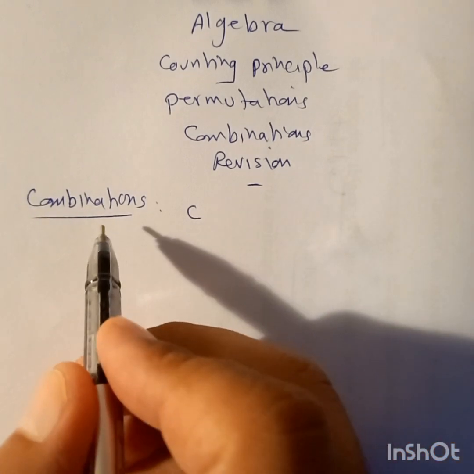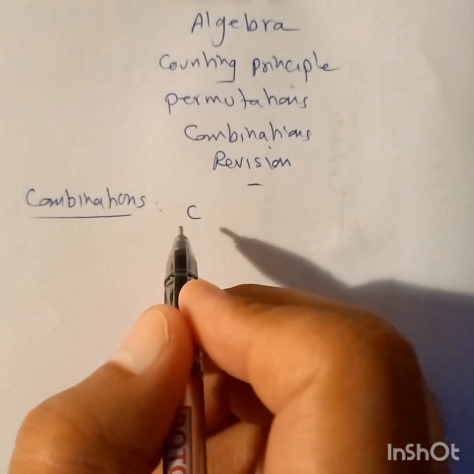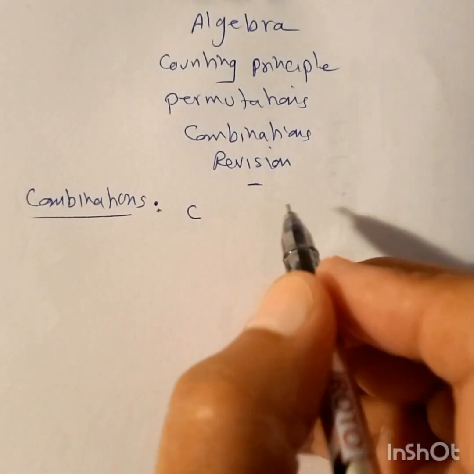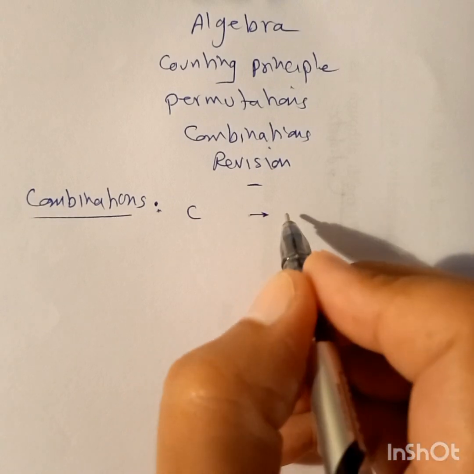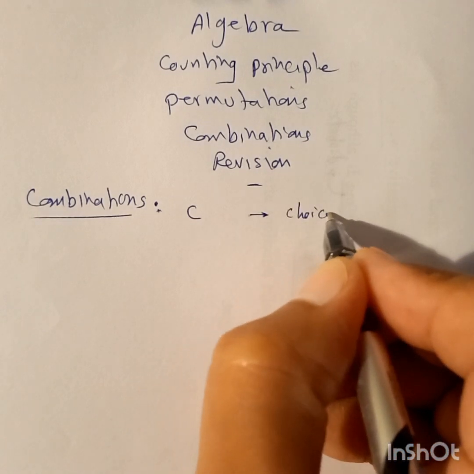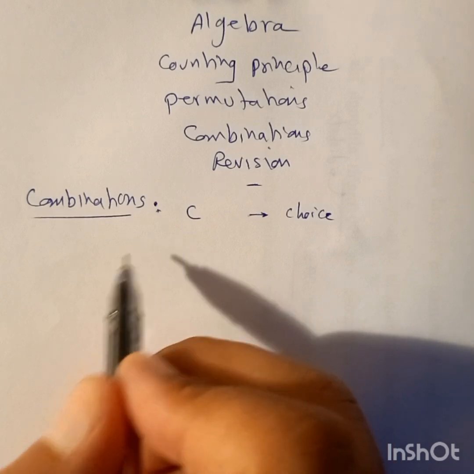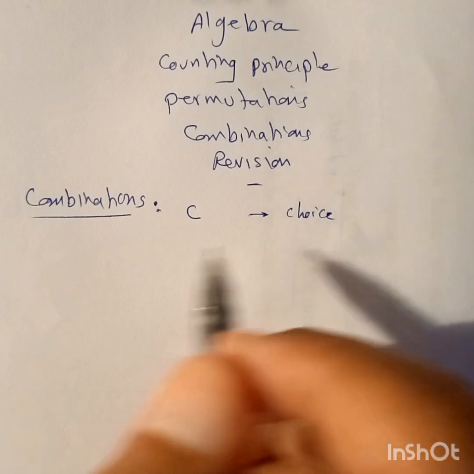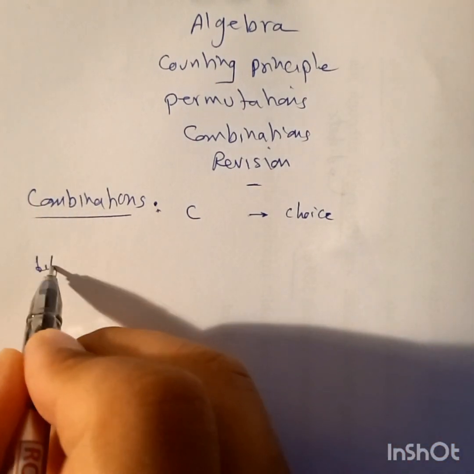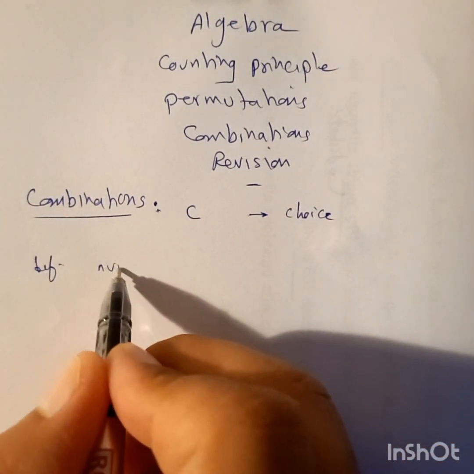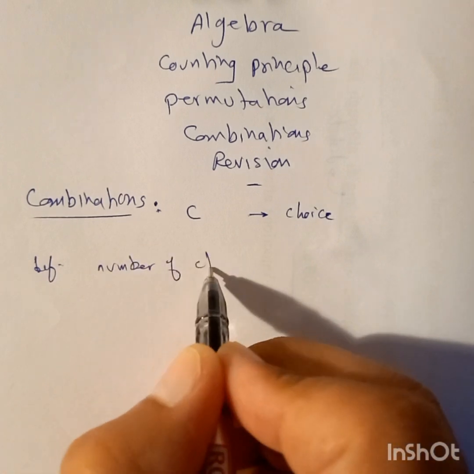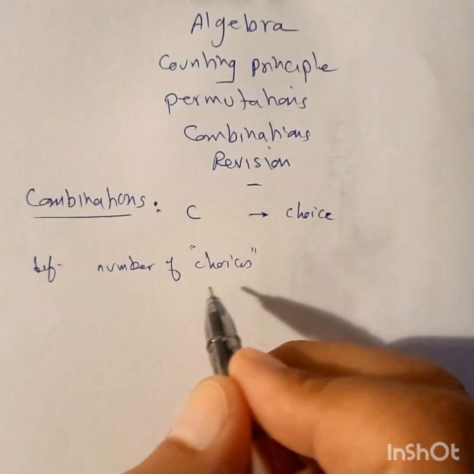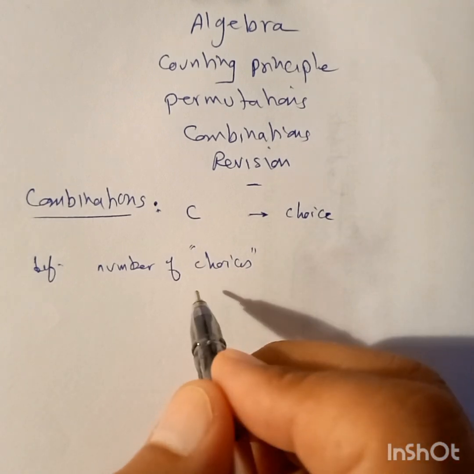Combination, and we can express it as the symbol C. C corresponds to choice, as we don't take the ordering or arrangement into consideration. Just choices. Then we can define the combination as a number of choices, where we are not going to take the arrangement or ordering into consideration.